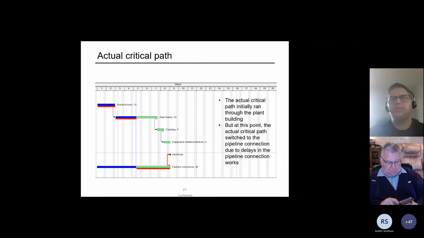If our analysis looks like this, it means that we're identifying the actual critical path, because in window 1, in weeks 1 to 5, we say the substructure was critical. So we might be interested in substructure variations or disruption to the steel frame. And then after week 5, we say that the pipeline was critical. So we might be interested in variations to the pipeline or other things that affected the pipeline and thus caused critical delay.